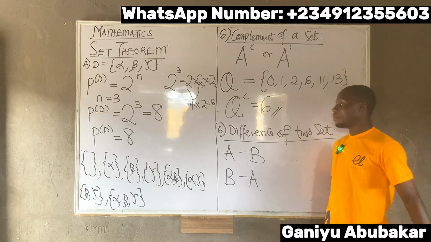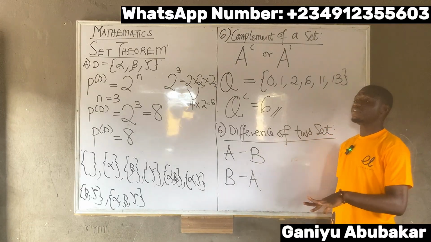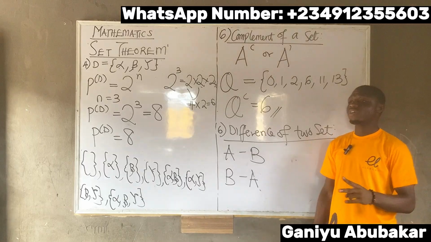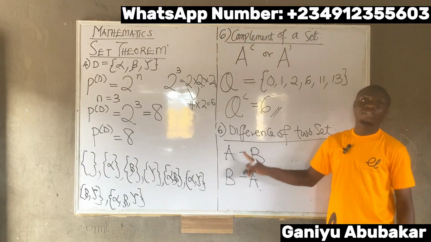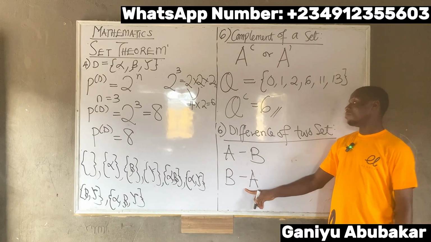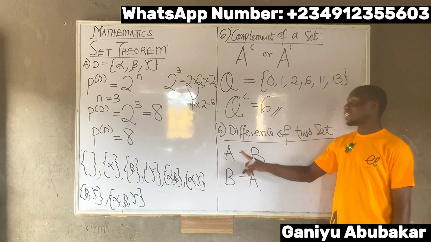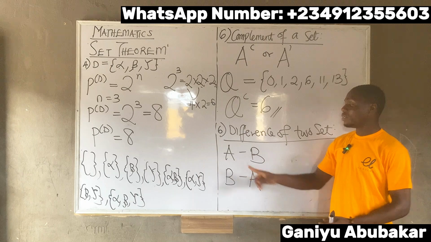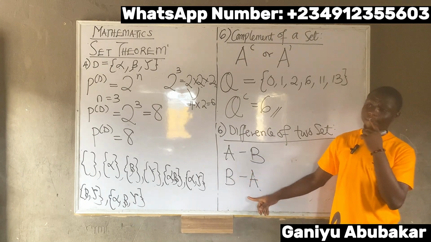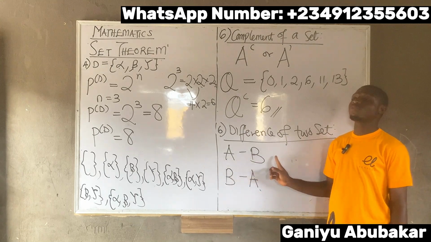So, I said given a set A and B, their difference is what? Given as this and this, right? Now, what does it mean? A minus B means what?